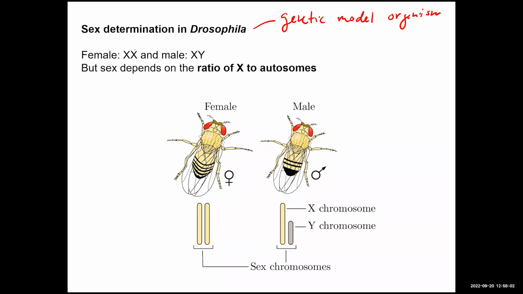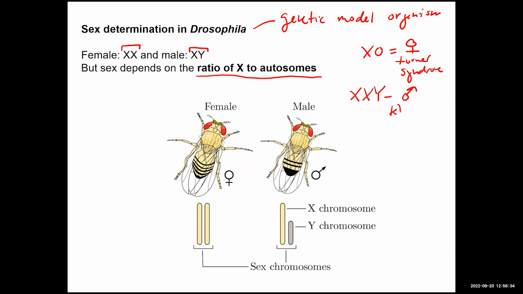While females are XX and males are XY, it is not the presence of the Y that determines if the male is male, but rather the ratio of X's to autosomes. So what do I mean by that? Well, we talked about how in humans, XO individuals are female. They have Turner syndrome. And XXY individuals are male and have Klinefelter syndrome.